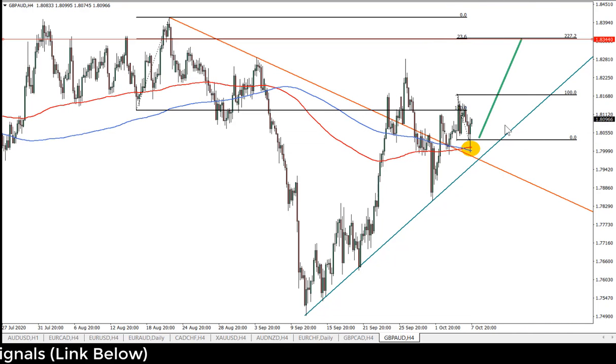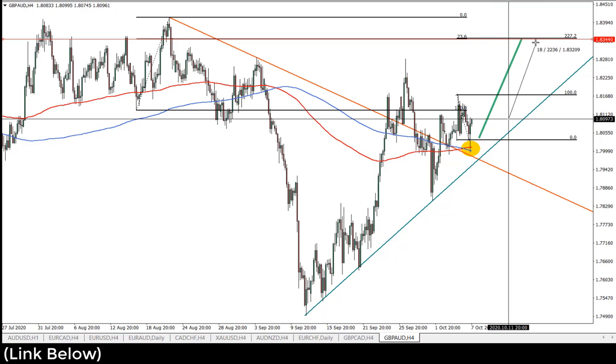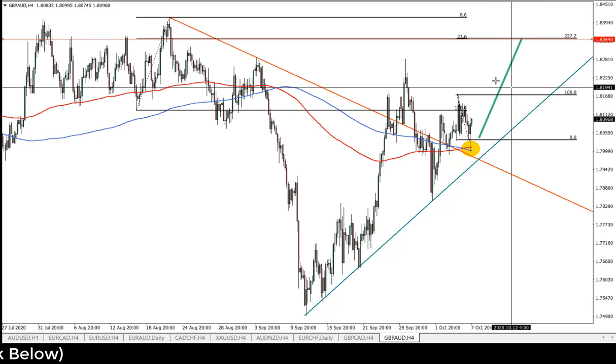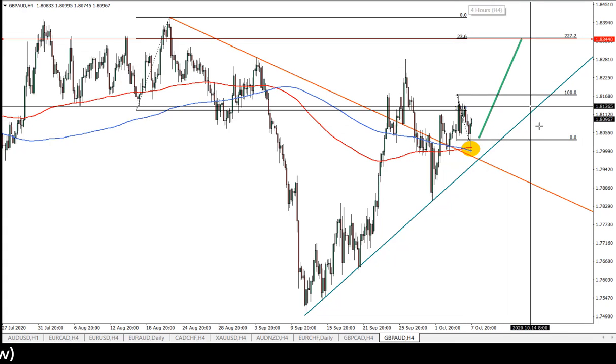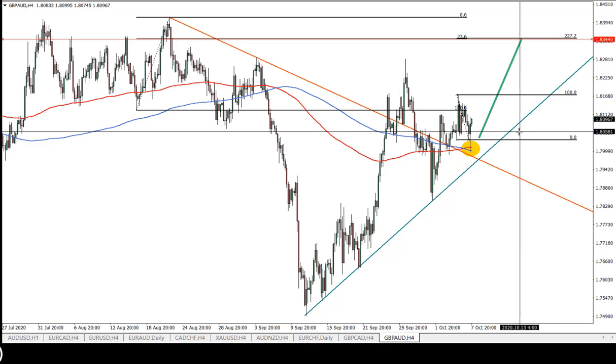This means that the price might be going up by 250 pips. This is a medium-term forecast because we are analyzing on the 4-hour chart here.